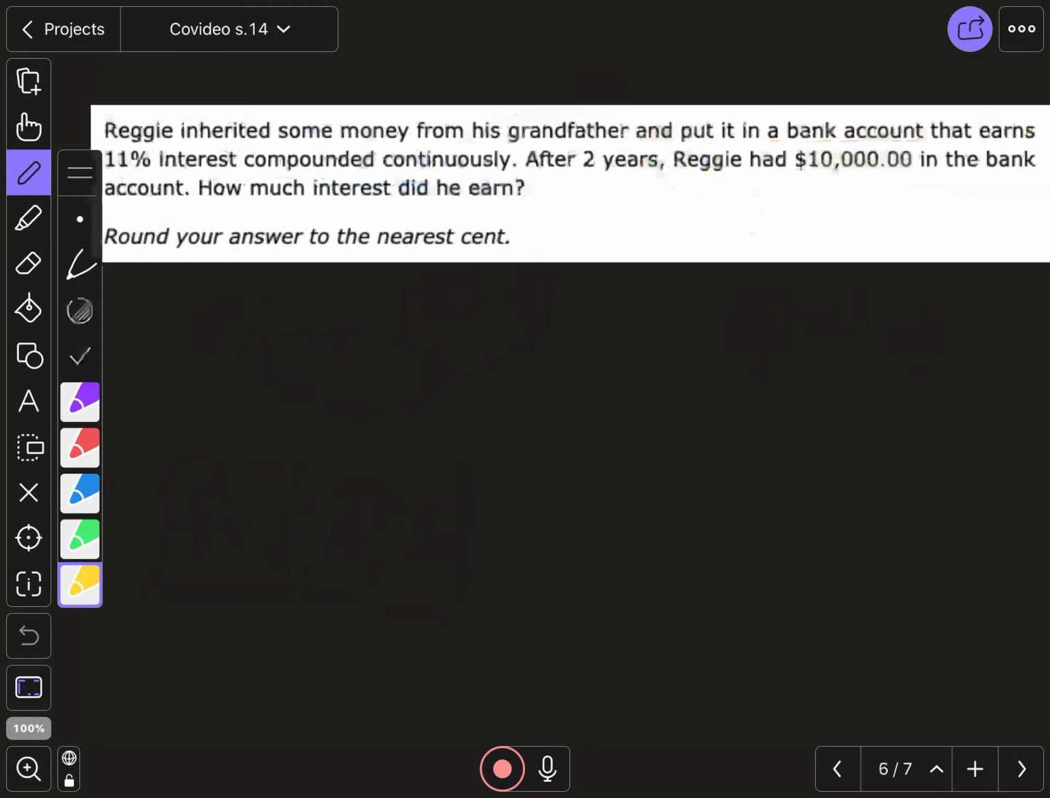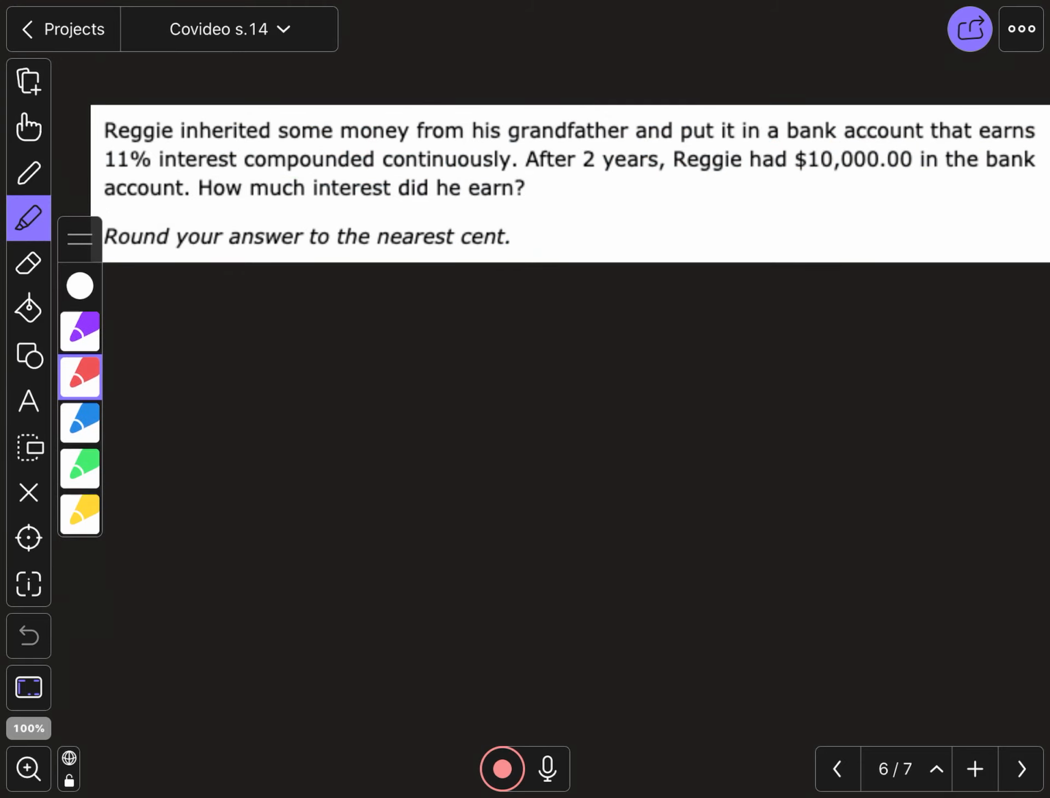All right, last example here. Reggie inherited some money from his grandfather and put it in a bank that earns 11% interest. There's my interest rate. And then seeing that it's compounded continuously lets me know that I'm using that PERT formula. After 2 years, there's my time. Reggie has $10,000 in the bank account. So that's the amount that's in there now, so that's our A value.